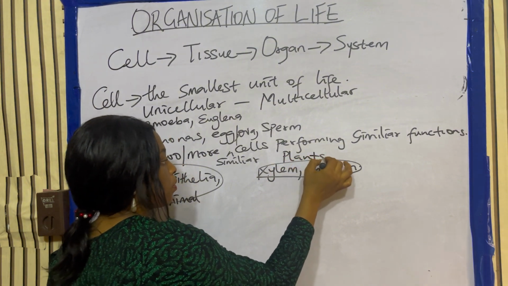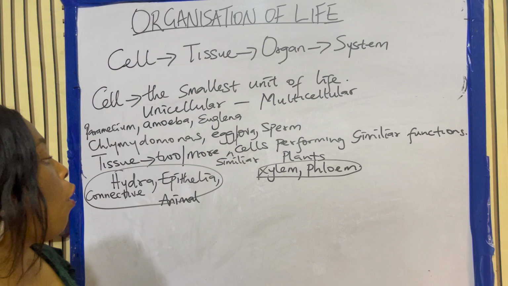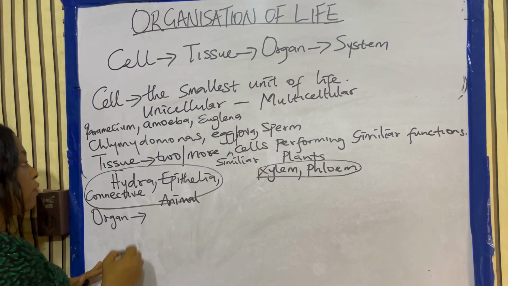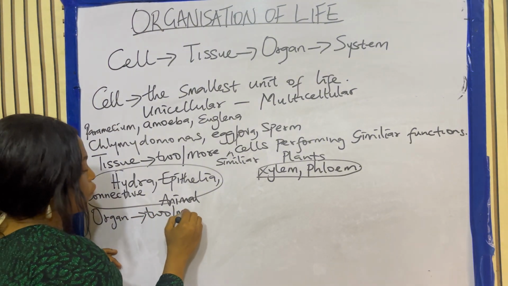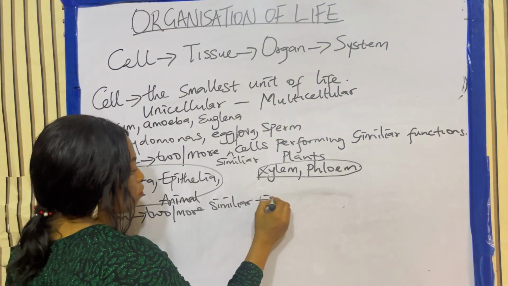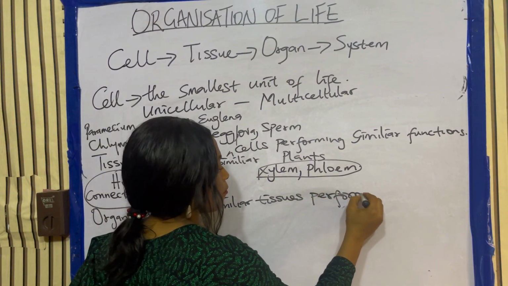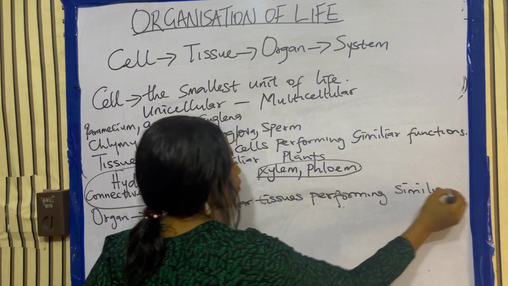Plants. Are we together? Then number 3, we have what we call organ. Organ is what? Combination of two or more similar tissues performing similar functions.